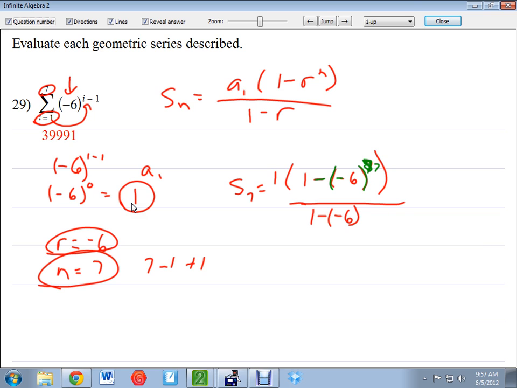You just have to do some simple calculation from here. S sub 7 is equal to 1 times 1 minus whatever that number is, all over 1 minus a negative 6, which is positive 7. As soon as you figure out what that number is, which will be a negative number again, you can go ahead and add the numbers on the top and then divide by 7, and that'll get you your final answer of 39,991.